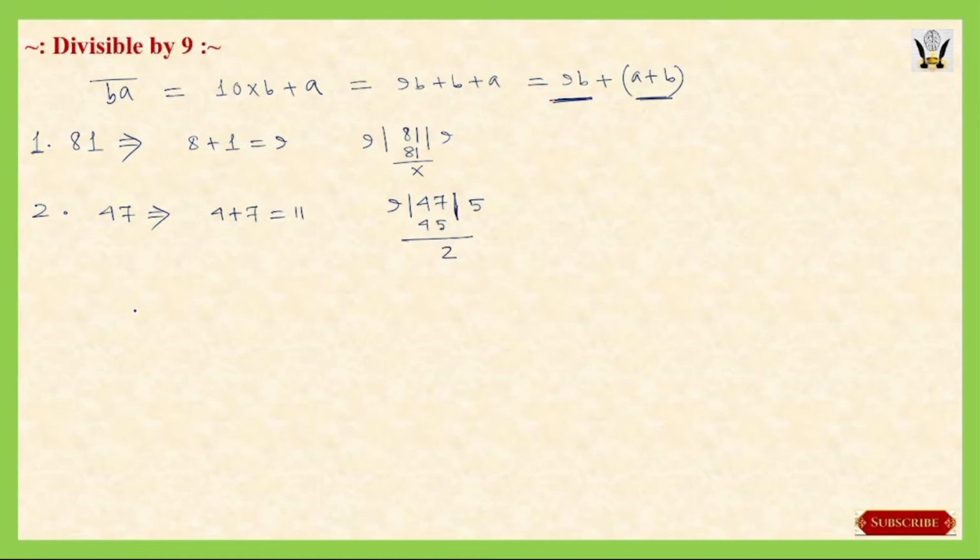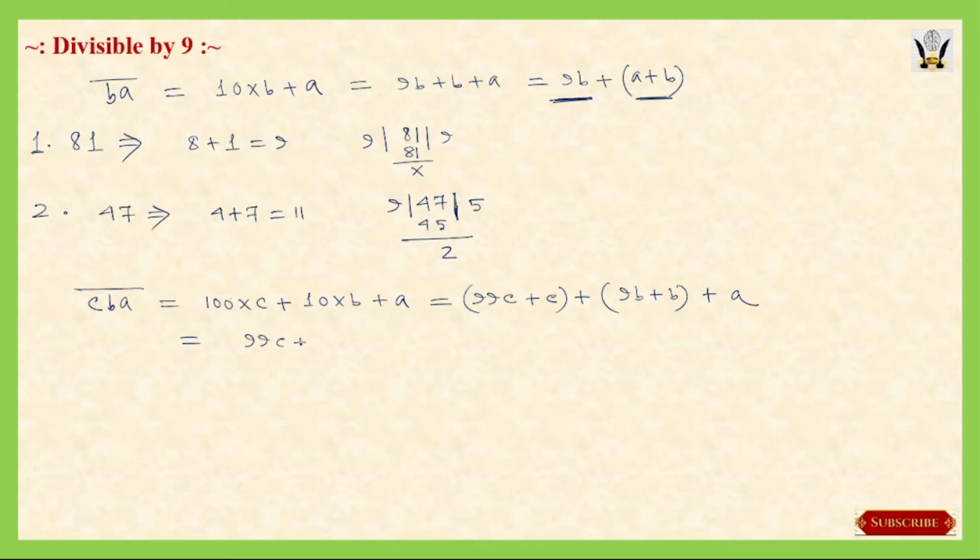Now if we take a 3-digit number, say ABC, and check the condition of divisibility by 9, first we will express ABC as C multiplied by 100, then 10 multiplied by B, and then A. Further, 100C can be expressed as 99C plus C, and 10B can be expressed as 9B plus B, which we have already seen in the last case, and then A. If we take 99C and 9B and combine them, the remaining terms will be C plus B plus A.